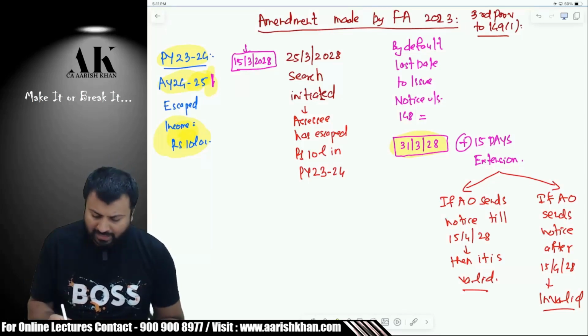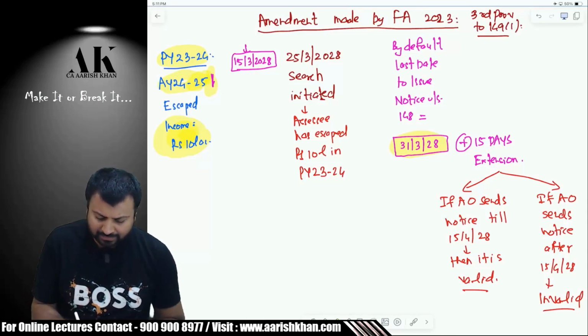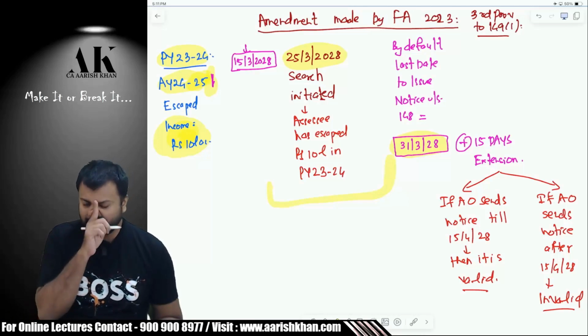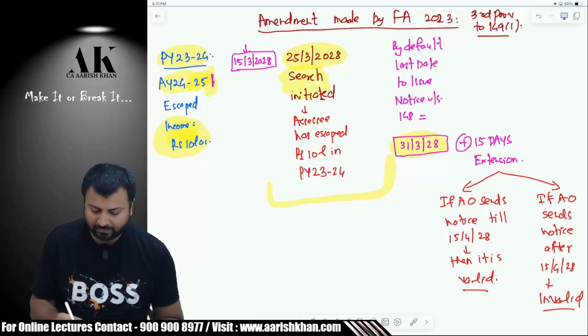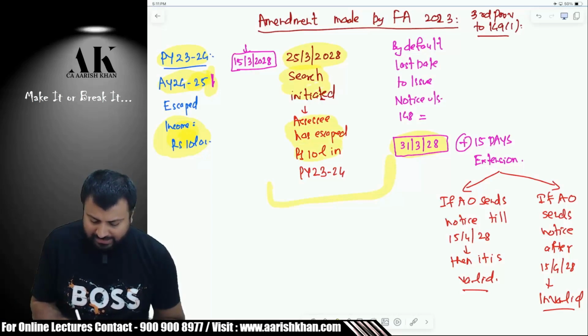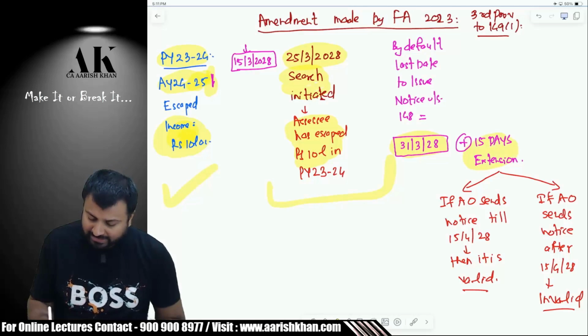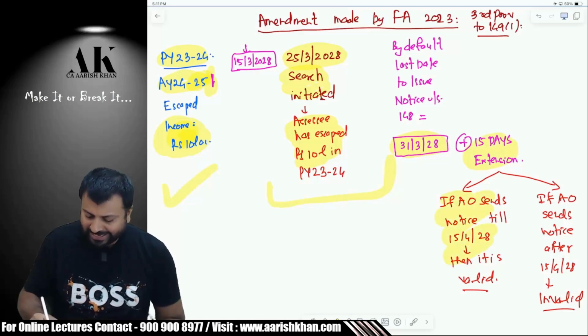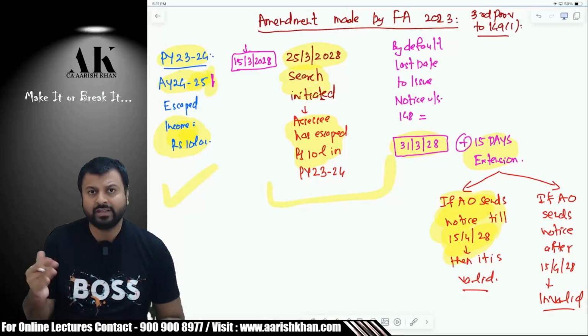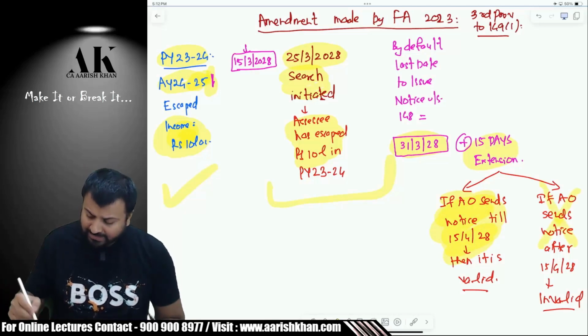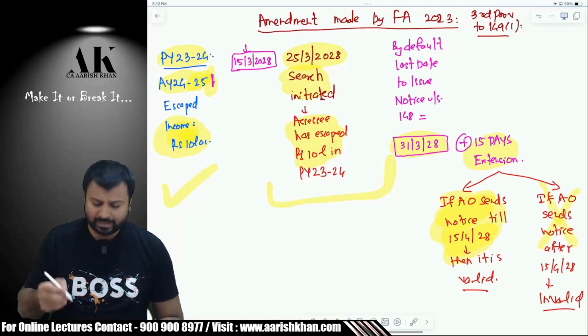Okay. But now just around 15 days before that, that is on 25th of March 2028, the law says that in the last 15 days something is happening. Suppose in the last 15 days search and seizure is happening on 25th of March and the assessee has escaped 10 lakh rupees in 23-24. So in that case the AO will get 15 days extension, and the AO will send you the notice by 15th of April 2028, and if he sends after 15th April 2028 then it will become invalid. Okay.